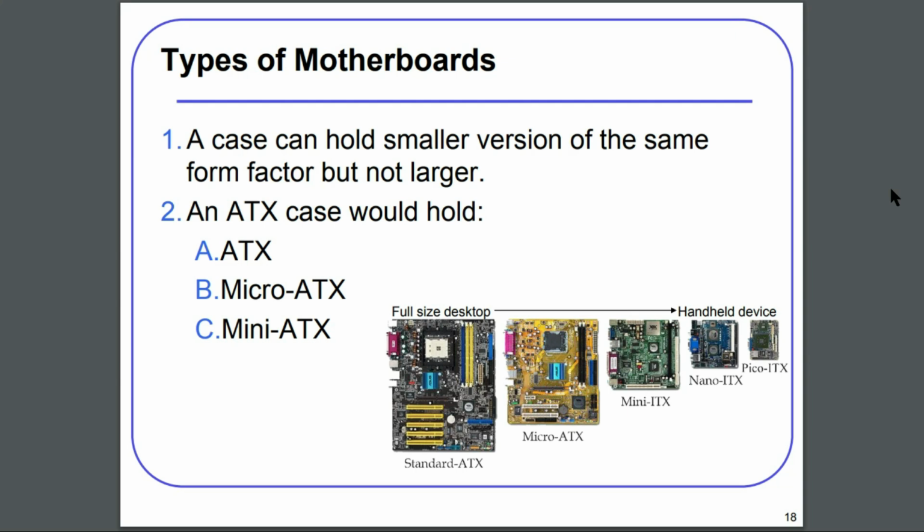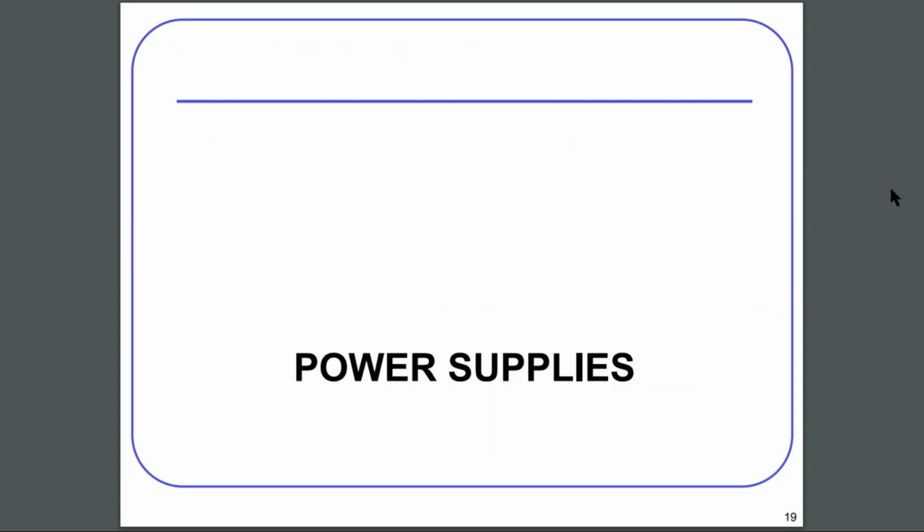A case can hold a smaller version of the same form factor but not a larger one. An ATX case would hold ATX, micro ATX and mini ATX. Standard ATX, micro ATX and mini ATX are full size desktops, and nano ITX and pico ITX are handheld devices. So in this slide we can check power supplies on devices.